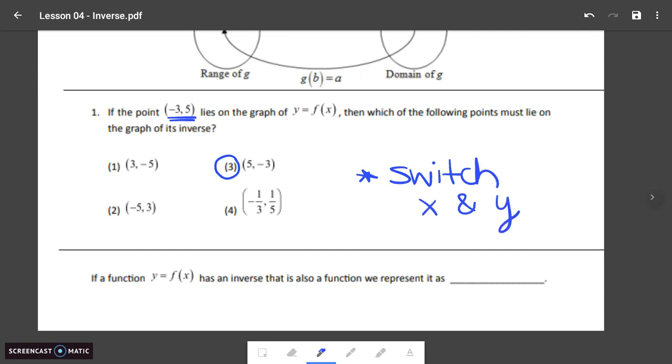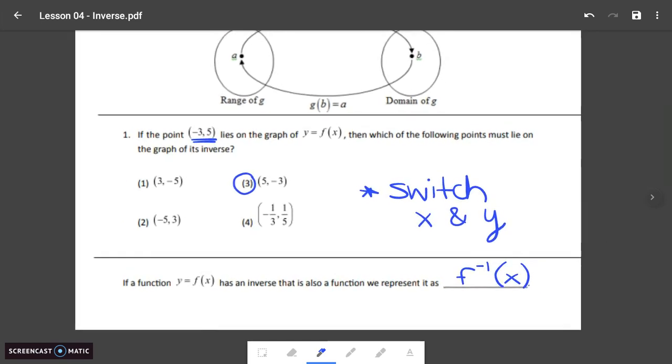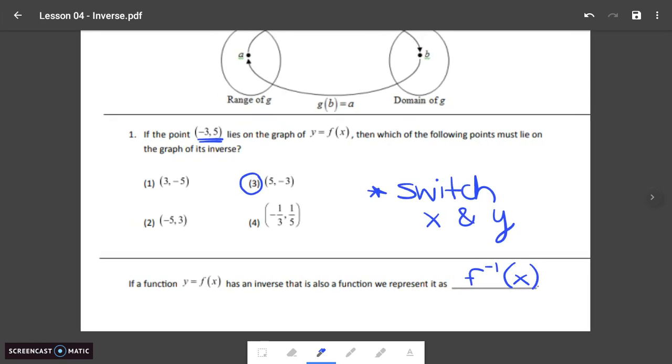So we're taking the opposite. We're switching x and y anytime we want the inverse. And it does have its own function notation. It gets a little -1 up in the top. So function notation for an inverse is f to the -1 of x. So let's do a little bit more with that.